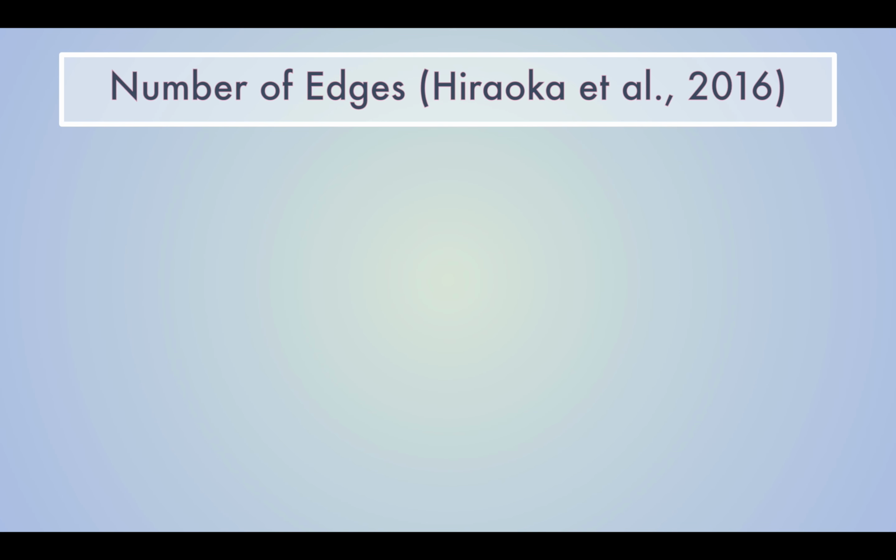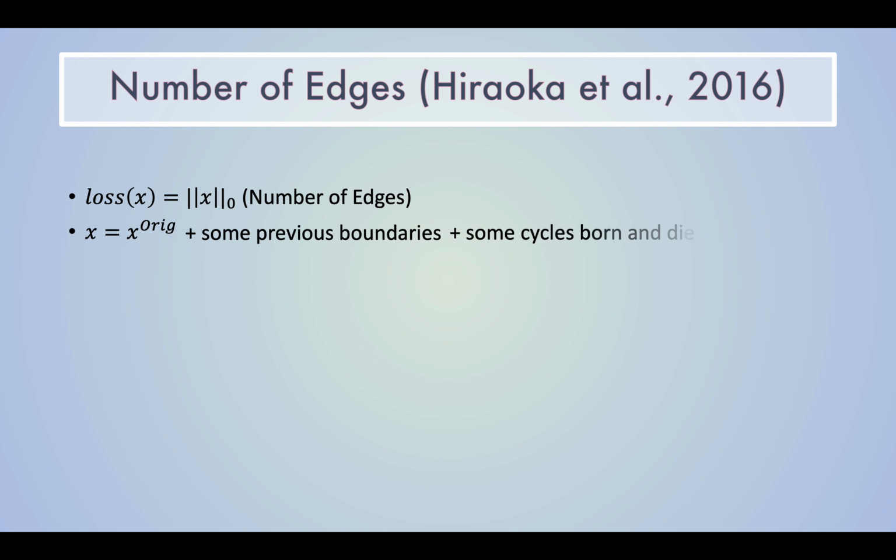We could assign each edge a uniform weight of 1, and then take the zero norm, which is just the number of non-zero elements in a vector. Then we're minimizing the number of edges in the generator. The constraint is that the solution, which is the minimal cycle representative, must be a linear combination of the original cycle and some previous boundaries and some cycles born and die before the original cycle.